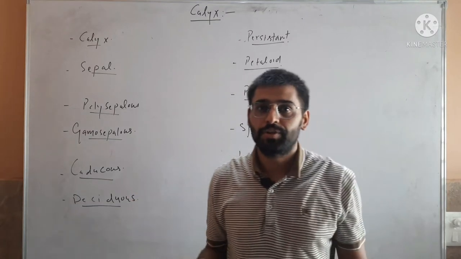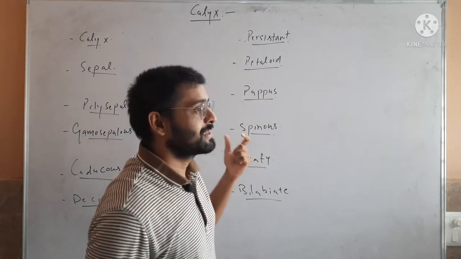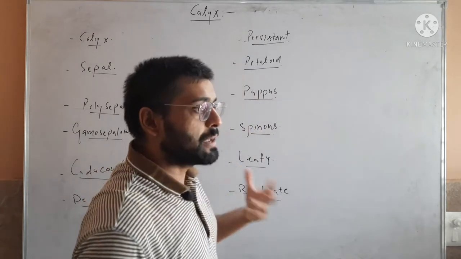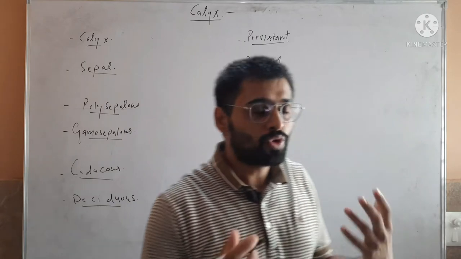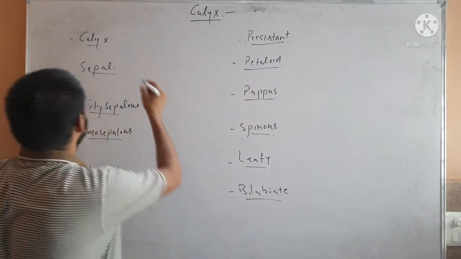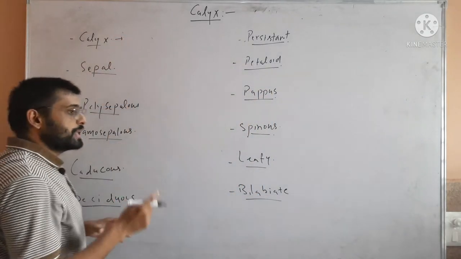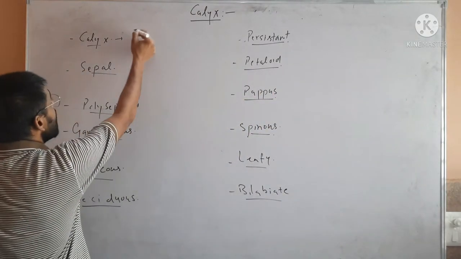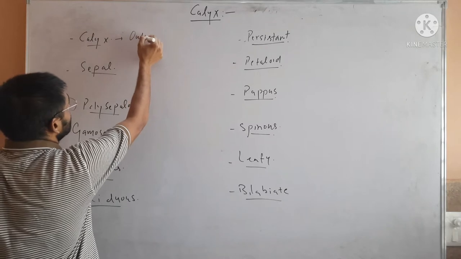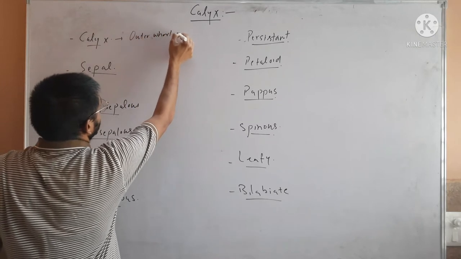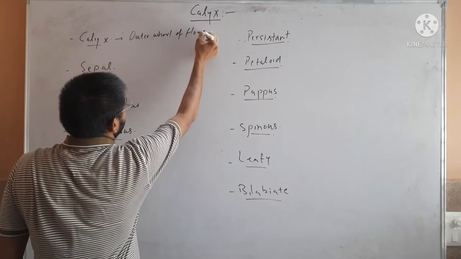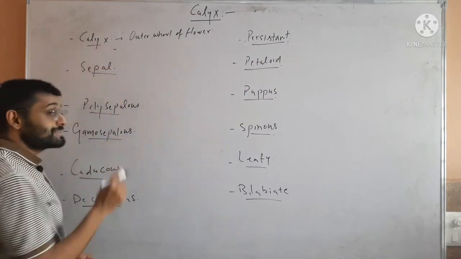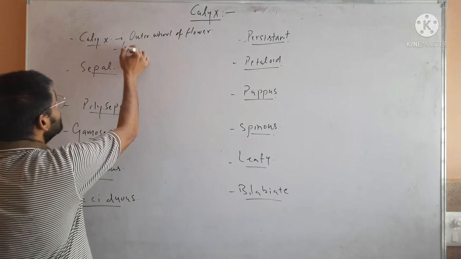Hello friends, in this video we will talk about calyx and the terms that are used for different types, shape and modification of calyx. So what is calyx? We know that flower has four different whorls. Calyx is the outer whorl of flower and it consists of green colored units.